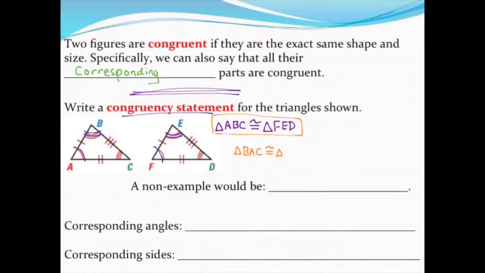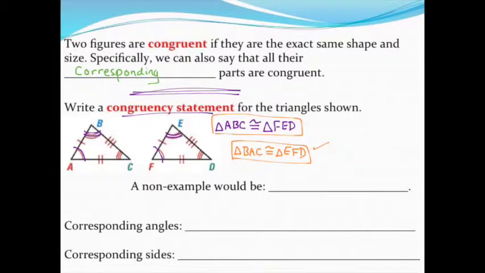Again, you have to make sure that the second triangle is in the correct order that the first triangle was written in. So we started with angle B, which was the double tick mark. That's got to match up to angle E in the second triangle, okay? Again, continue to match up letters. I can see that this would be E, F, D. So there's another way that we could write a congruency statement.